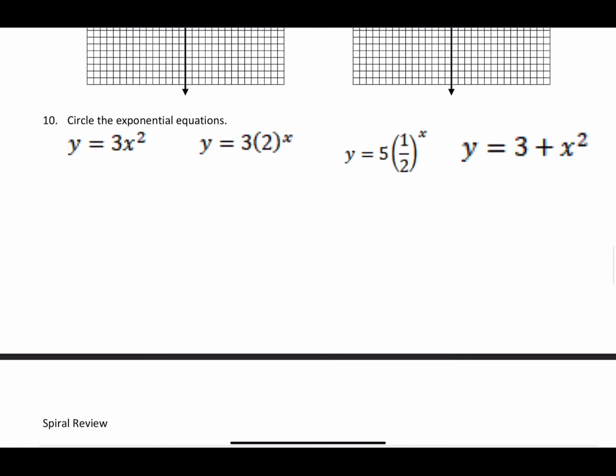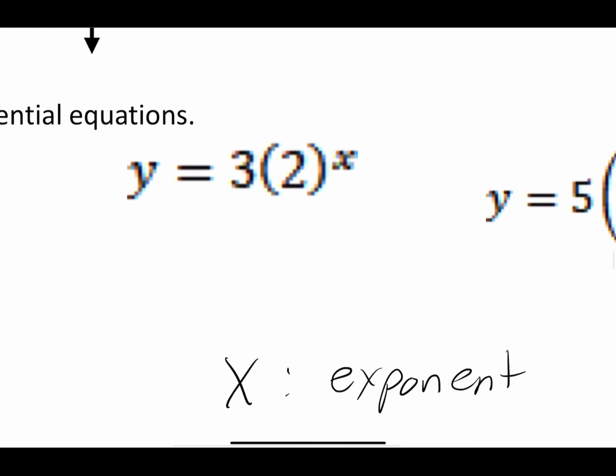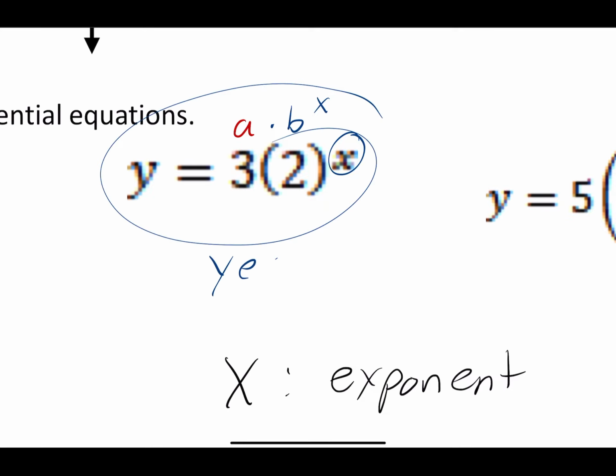Next, you'll be given a chance to tell the difference between several equations lined up and tell me which ones are actually exponential. Exponential equations have to have x in the exponent spot. X has to be the exponent. If it's not, then it's not exponential. So look at 3x squared. The exponent is 2. It's not x. This is not exponential. Y equals 3 times 2 to the x, it's clearly exponential. This is a times b to the x. X is the exponent. This is, yes, exponential.